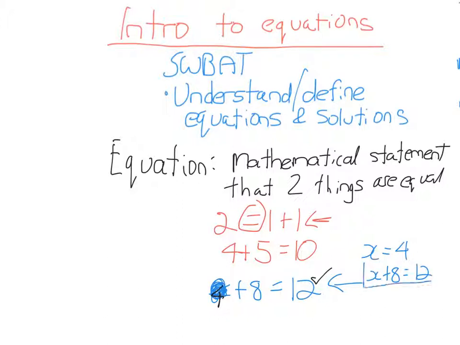So this equation is true when x equals 4. It's true when and only when x equals 4. If x equals something different, it's not a true statement. This equation has one and only one solution. There are no other solutions. There are no other numbers I can substitute for x that will make the statement true.